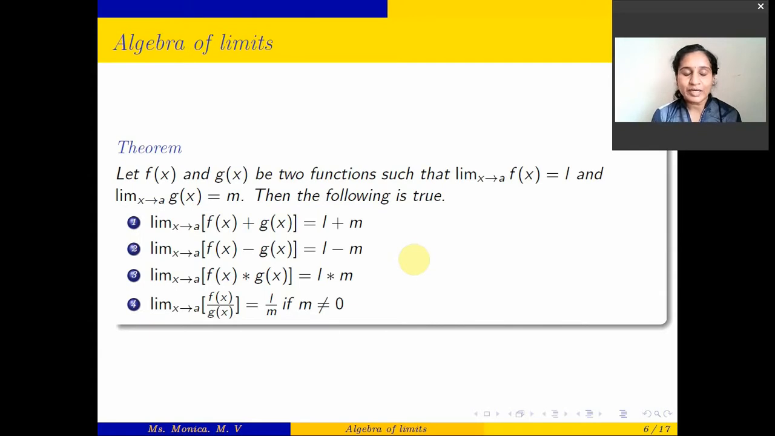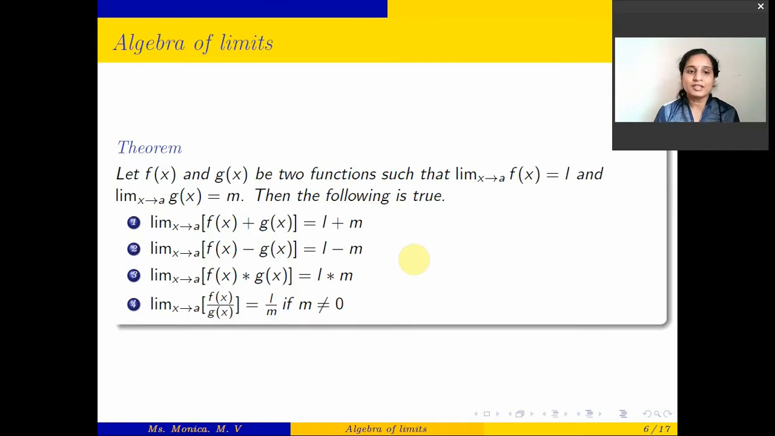I know how to find the limit of sin x as x tends to 0. We know how to find the limit of cos x as x tends to 0. Suppose I am given sin x plus cos x or sin x minus cos x, sin x into cos x. Then what should I do to find the limit of that particular function? That is what this theorem tells us.